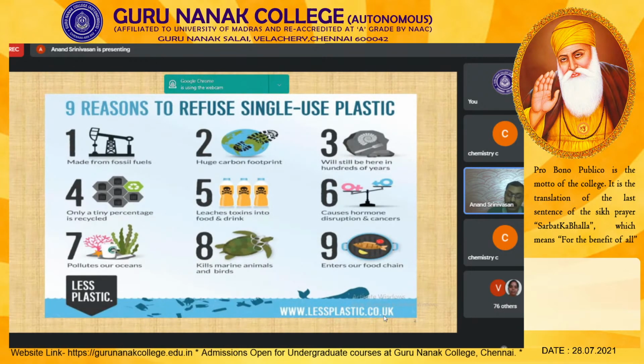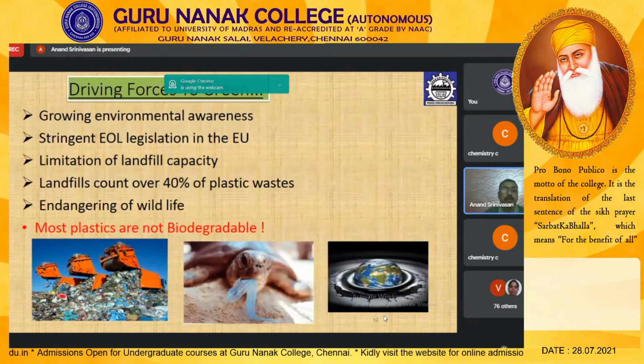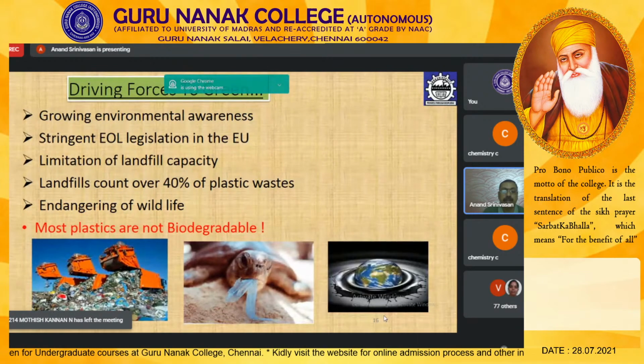So these are all the nine reasons why we need to switch over to biopolymers. The driving forces, as you can see, are the growing environmental awareness and stringent ELV regulations. ELV means end-of-life vehicles. As far as these ELV regulations, which were proposed in the year 2005 in the European Union, they said almost 85% of the automobile, or whatever products they make, should be completely recycled. 85% of the products should be recyclable.